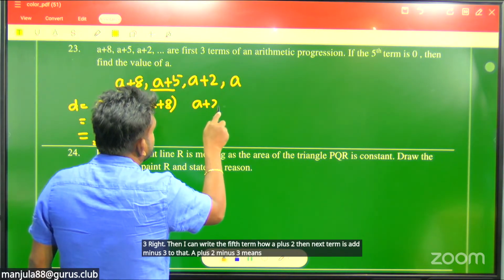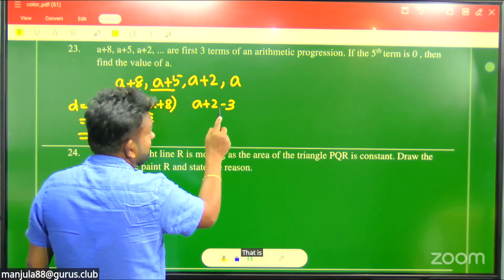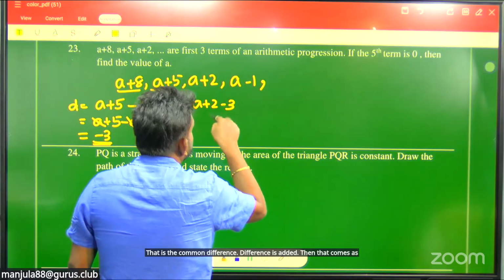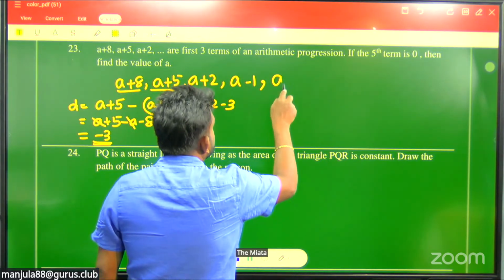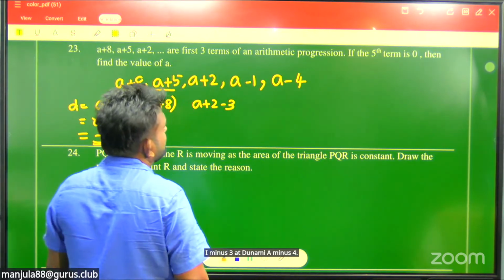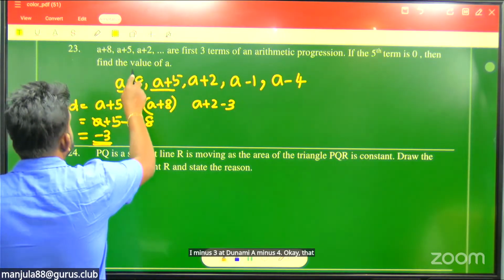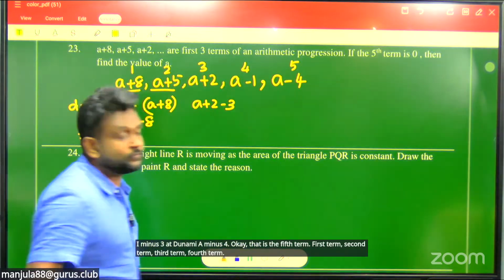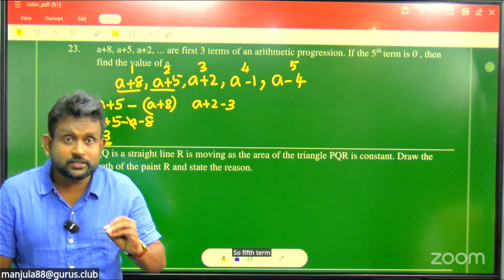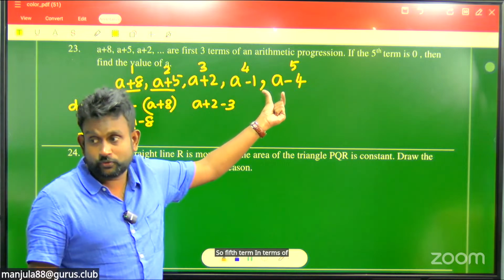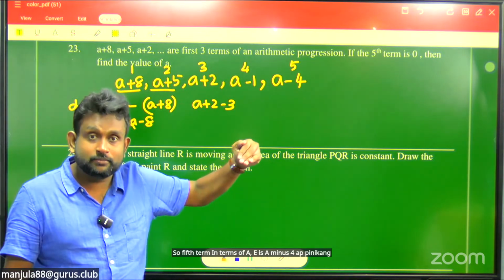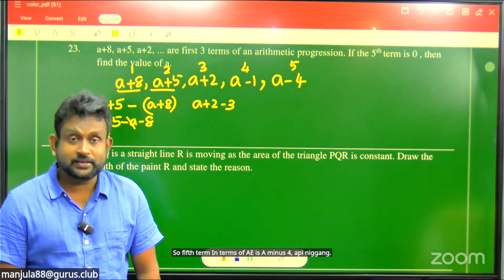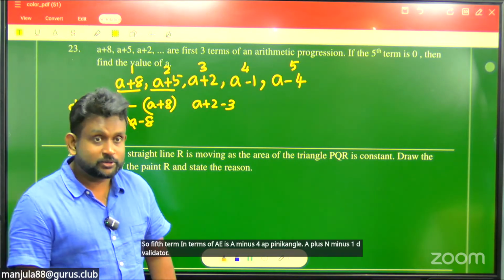Means the common difference is added, then that comes as a minus 1. Then add minus 3 and it becomes a minus 4. That is the fifth term: first term, second term, third term, fourth term, fifth term. So the fifth term in terms of a is a minus 4. We just wrote it out like that, or you can apply it to the formula d_n equals a plus (n minus 1)d.